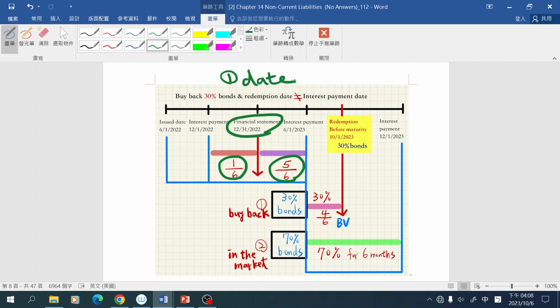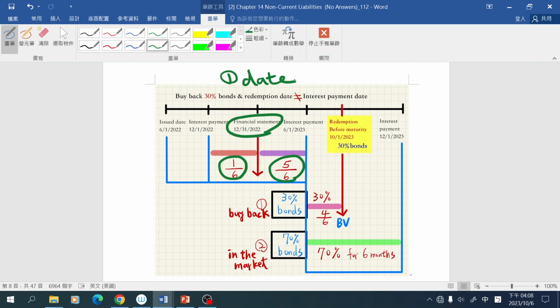30% we want to buy back means the other 70% is still in the market. Nothing changed for the 70%. So you have to think about these two kinds of situations separately. So for the 30% you want to buy back, but for how long? You buy back the bond on October 1st. October 1st is not the same as the interest payment date. So be careful, only for 4 months.